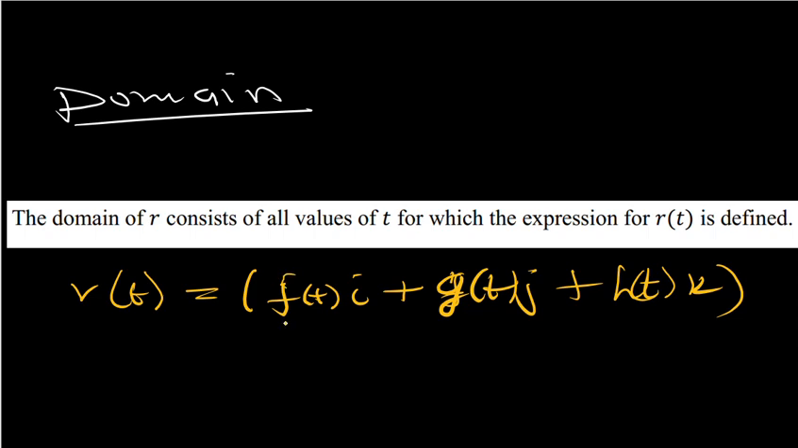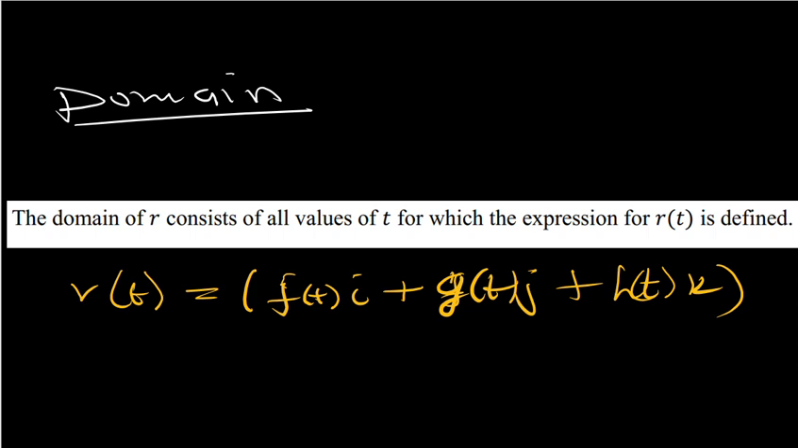Remember, considering the functions f of t, g of t, and h of t, certain numbers will be defined for one function and may not be defined for the other function. So looking at the combined effect, the real numbers that will make the three functions defined at the same time, the intersection of the domain of f of t, g of t, and h of t, becomes the domain of r of t.